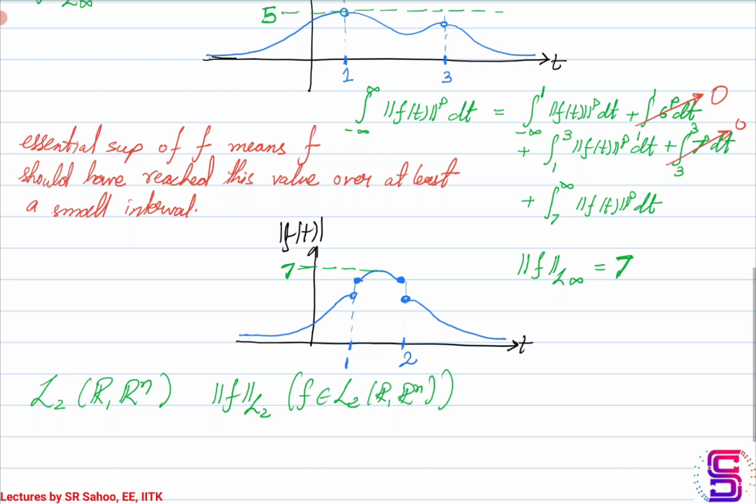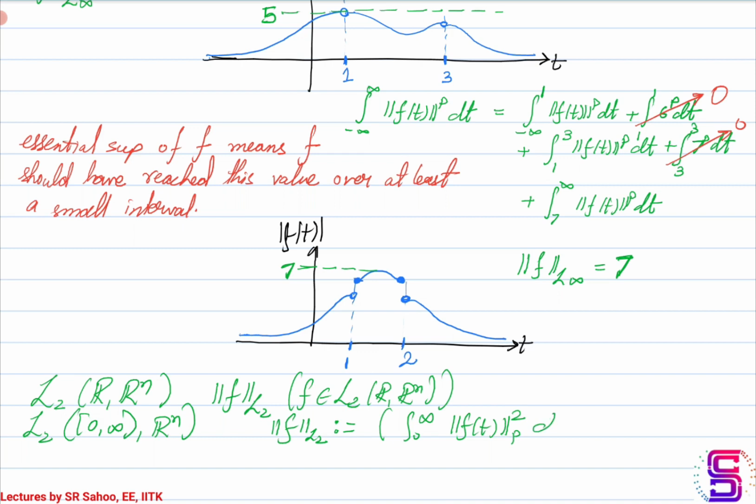Similarly, if you have L2 space for maps from 0 to infinity to Rn, then the norm of f in L2 would essentially be the integral from 0 to infinity of the norm of f of t, you can fix some p, then squared, dt, to the power 1/2. This is what the L2 norm would be for f belonging to this particular L2 space for functions mapping from 0 to infinity to Rn.